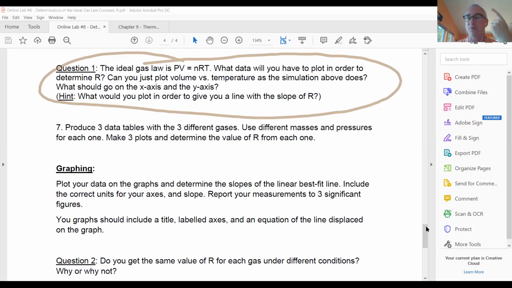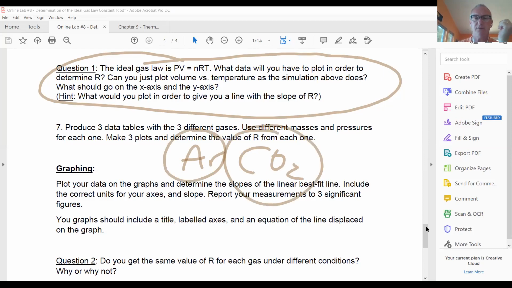So you're going to make 3 different data tables for the 3 different gases. The last 2 will be, I believe, argon and CO2. And you can pick any, and so there's 5 totals. You can pick the first one, you can have any one you want. The last 2 should be argon and CO2. Basically, what we're asking is, is the value of R going to be different?